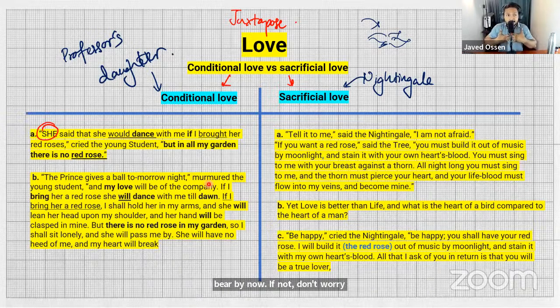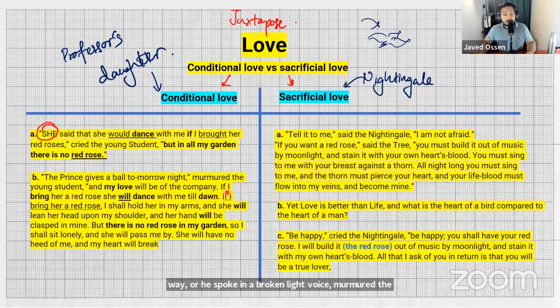But right now, "The prince gives a ball tomorrow night," murmured. What do you mean by murmured? He spoke in a confident way, or he spoke in a broken, light voice, "murmured the young student. And my love will be of the company. If I bring her a red rose, she will dance with me till dawn. If I bring her a red rose, I shall hold her in my arms, and she will lean her head upon my shoulders, and her hand will be clasped in mine. But there is no red rose in my garden, so I shall sit lonely, and she will pass me by. She will have no heed of me, and my heart will break."